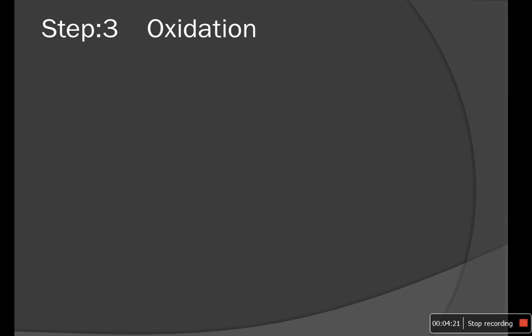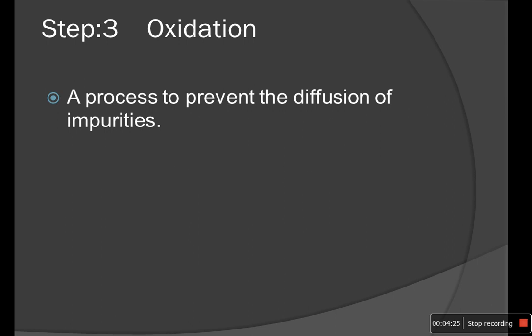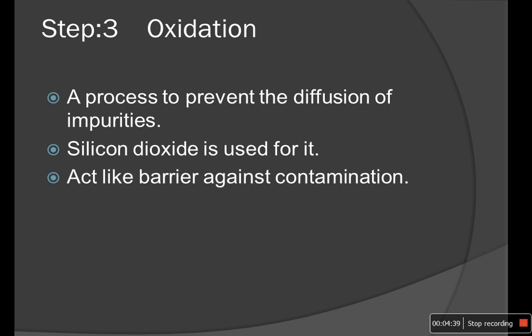The next one is oxidation. A process to prevent the diffusion of impurities is called oxidation. For oxidation we are using silicon dioxide, that is SiO2. It acts like a barrier against contamination.